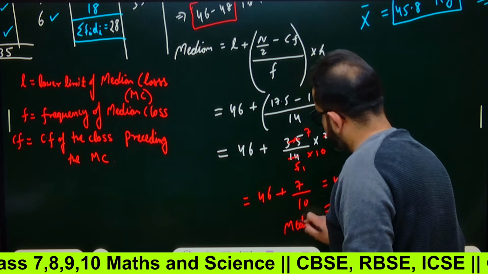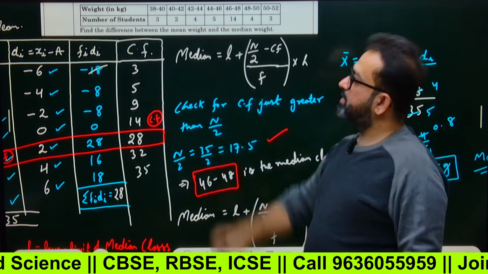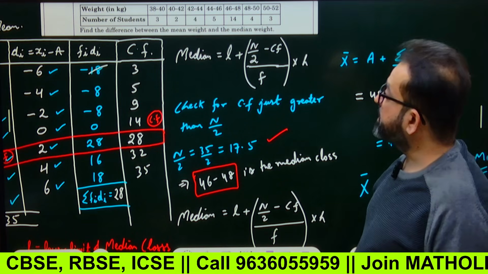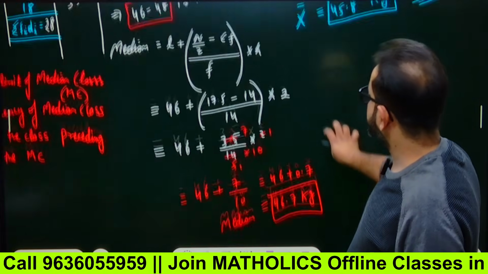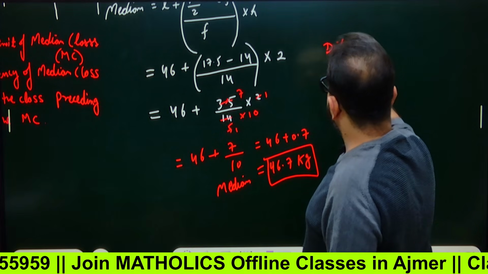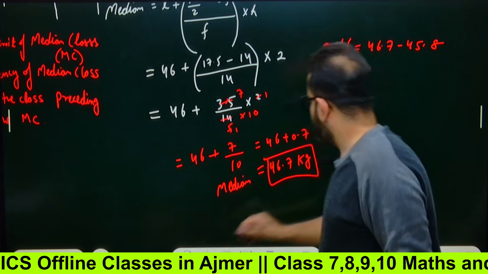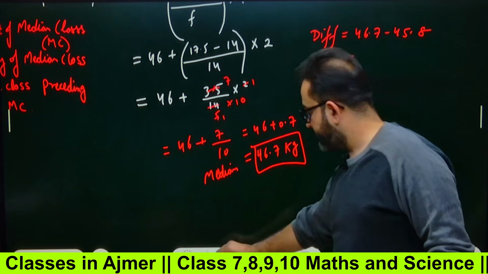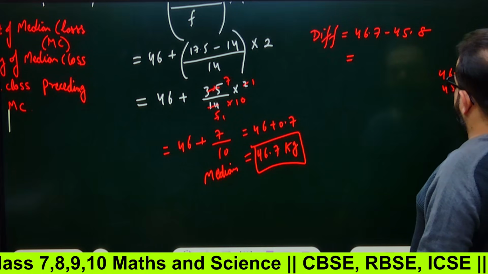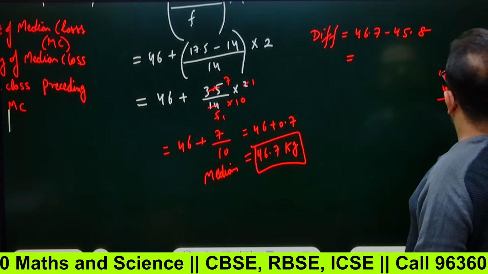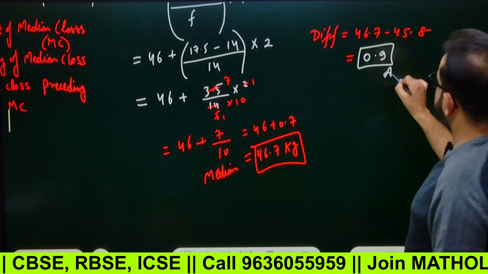Now, what was the question? We have found the mean, we have found the median. Find the difference between the mean weight and the median weight. How to find the difference? What was the mean? 45.8. So difference equals 46.7 minus 45.8, so it will be 0.9. If I am right, this is the correct answer. Let me see.